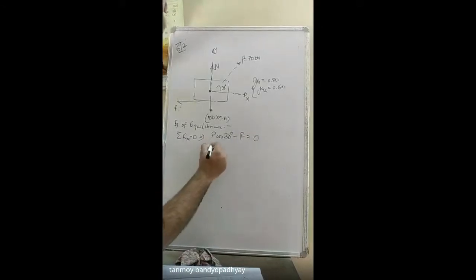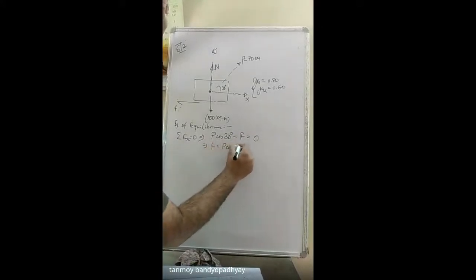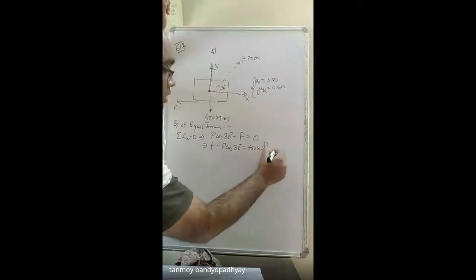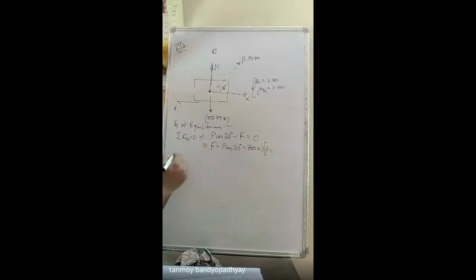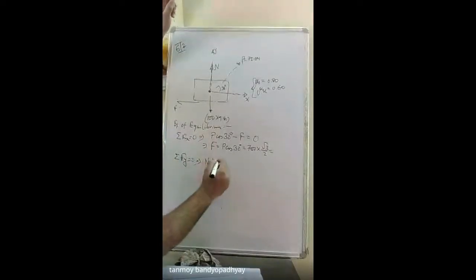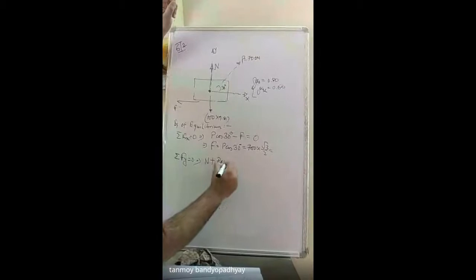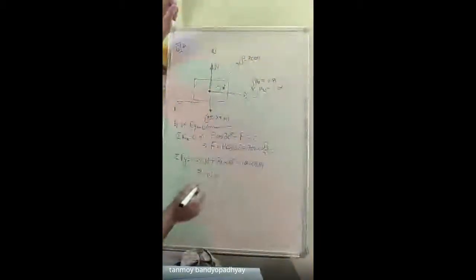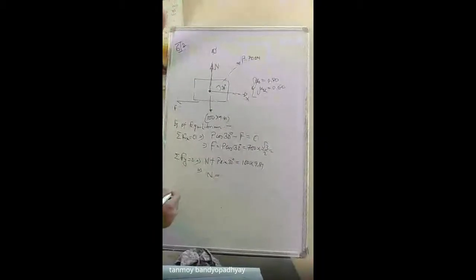So from here what will be F? F will be equal to P cos 30 degrees. P is 700, so it's 700 into cos 30, which is root 3 by 2. Just calculate what value of F you are getting. And sigma Fy is equal to 0. In the positive direction, you have N plus P sin 30 degrees equal to W. W is 100 into 9.81. Just calculate the value of the normal reaction you are getting. Just check and let me know what two values you are getting.